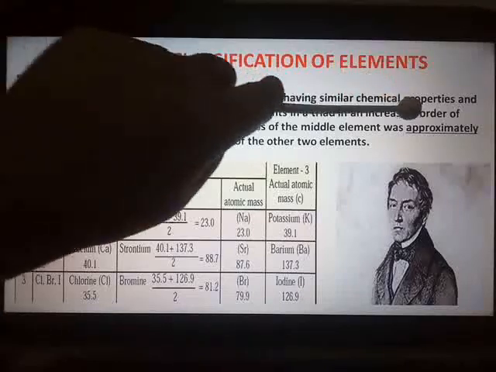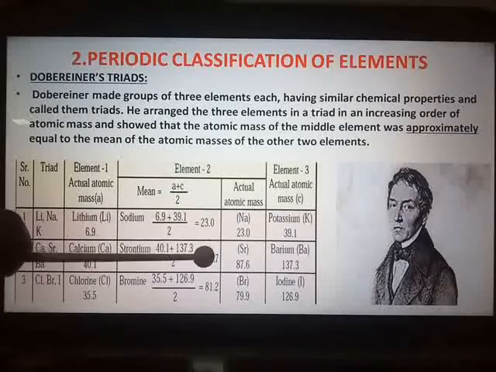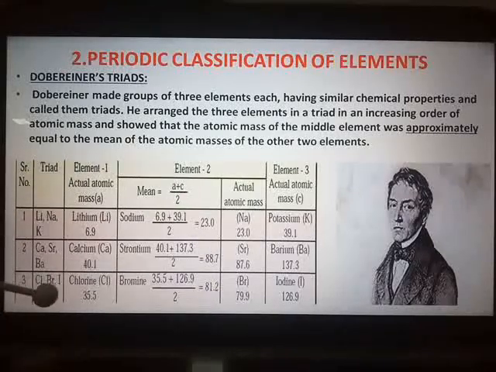Here the very important word is approximately. Looking at their mean amount, it is approximately the mean value. So that word is very important. Without this word you are going to lose half a mark in your exam. But it was found that not all the elements followed Doberiner's triad.